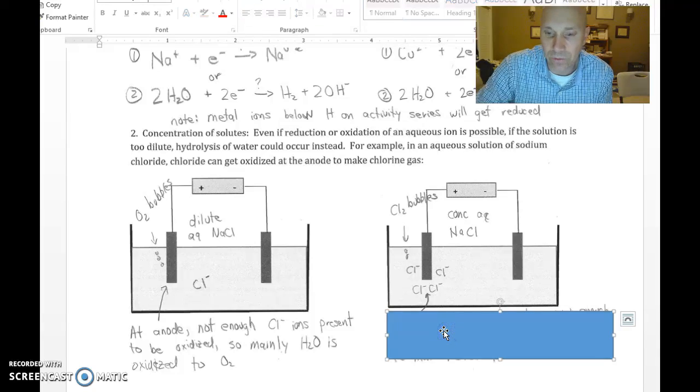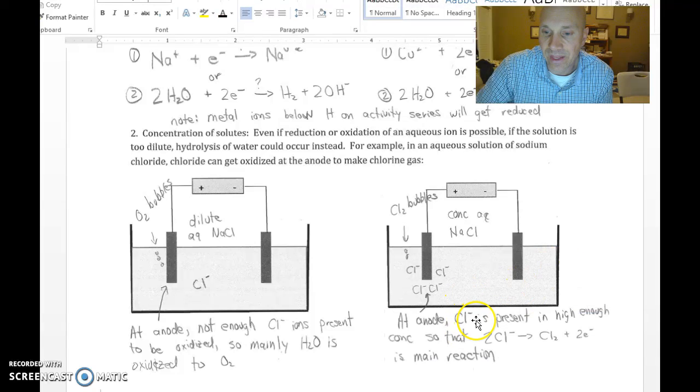All right. So when you've got that high concentration of chloride, this reaction right here now becomes the preferred reaction. All right. And what you would see is bubbles getting formed, but now it's going to be chlorine gas bubbles as compared to the oxygen bubbles that would have gotten formed from the oxidation of water.